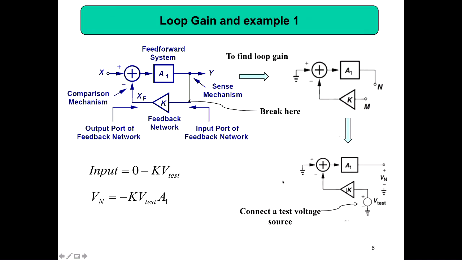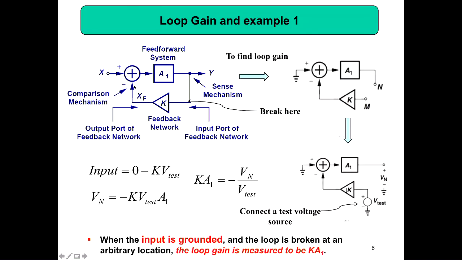And then what is the loop gain? Loop gain equals Vn by V test, which equals K into A1. So that is the loop gain for this negative feedback loop. That's how we find it. When the input is grounded and the loop is broken at an arbitrary location, the loop gain is measured to be K into A1. So this Vn by V test is the loop gain.